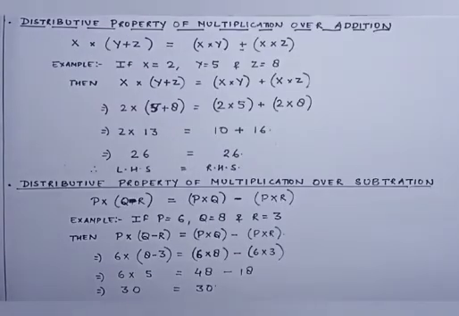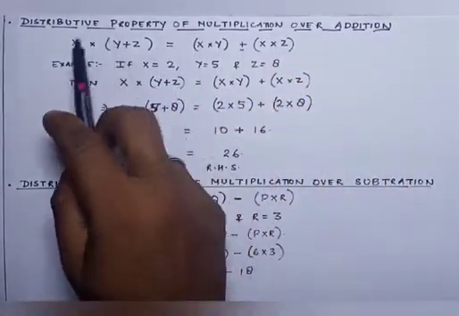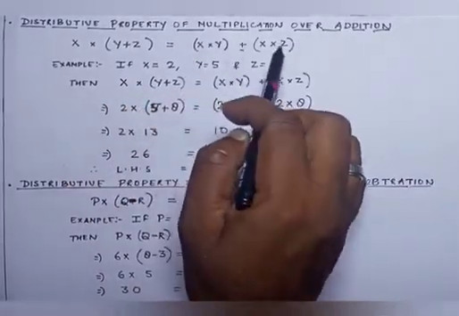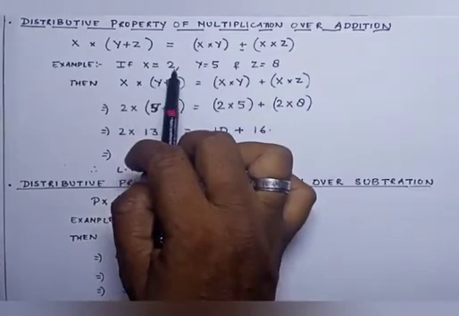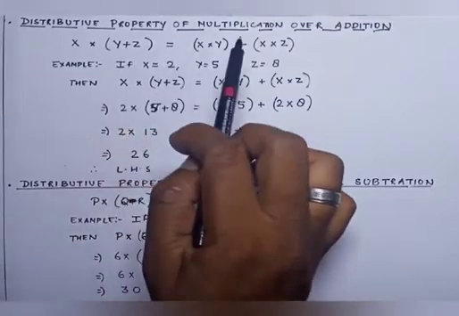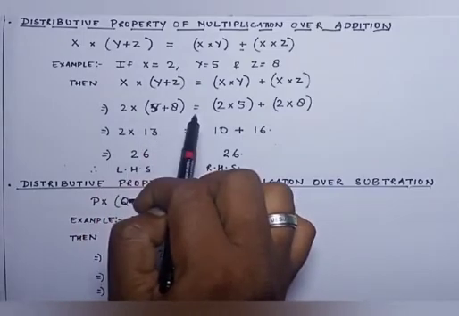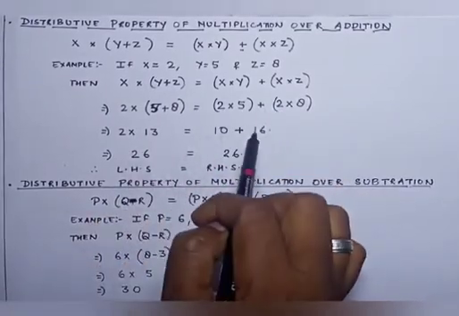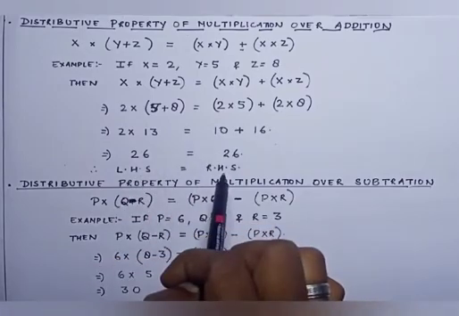Let us move to another property, that is distributive property of multiplication over addition. It says that x into y plus z is equal to x into y in one bracket plus x into z in another bracket. Let us see with the help of an example. If x is equal to 2, y is equal to 5 and z is equal to 8, then according to distributive property of multiplication over addition, 2 into 5 plus 8 in one bracket is equal to 2 into 5 plus 2 into 8. In both the cases, the answer is coming same, that is 26. Therefore, LHS is equal to RHS.